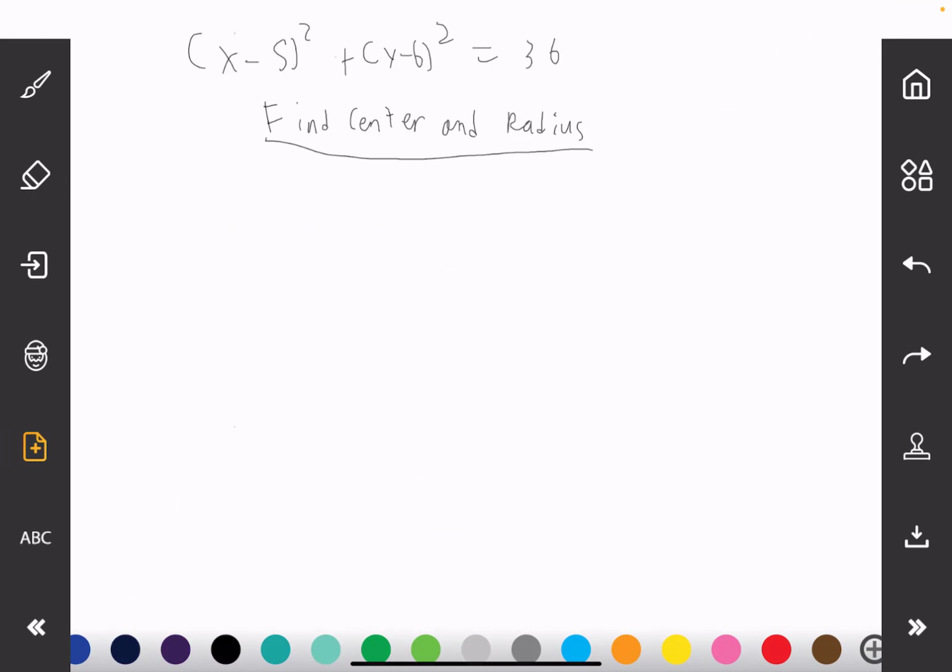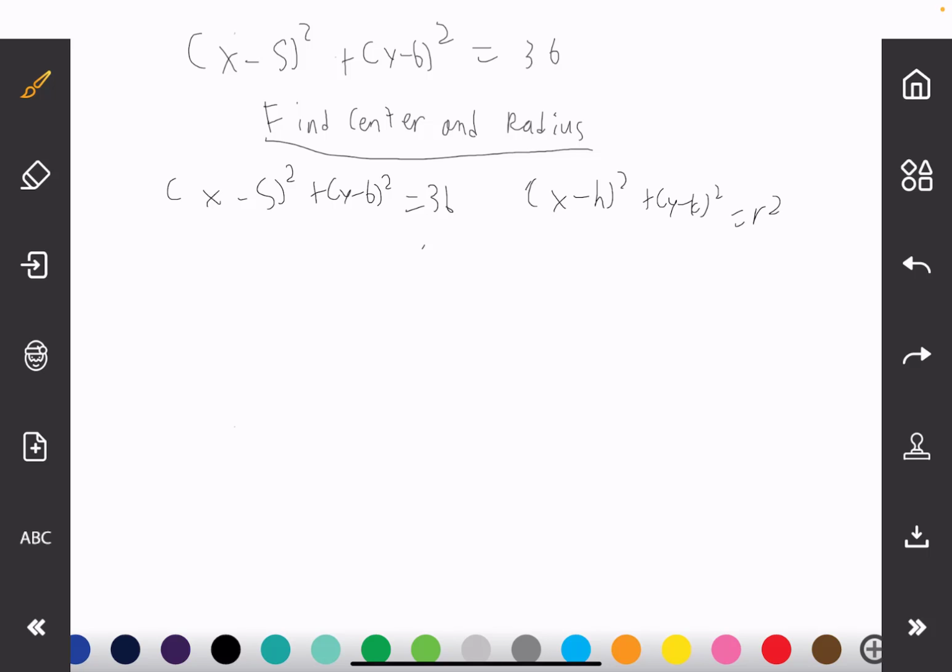So this first one is (x - 5)² + (y - 6)² = 36. And what we need to do is find the center and the radius. The procedure for doing this is to compare the equation you're given, which is (x - 5)² + (y - 6)² = 36, with the vertex form of the circle, which is (x - h)² + (y - k)² = r².